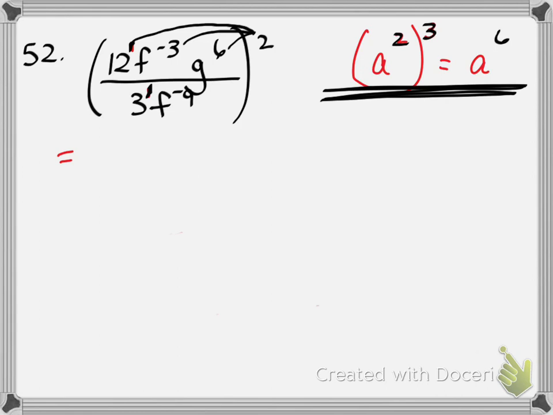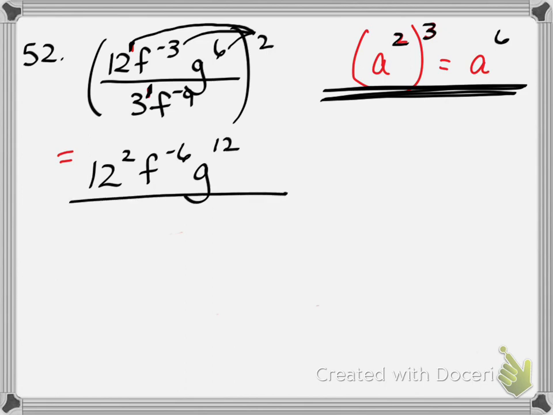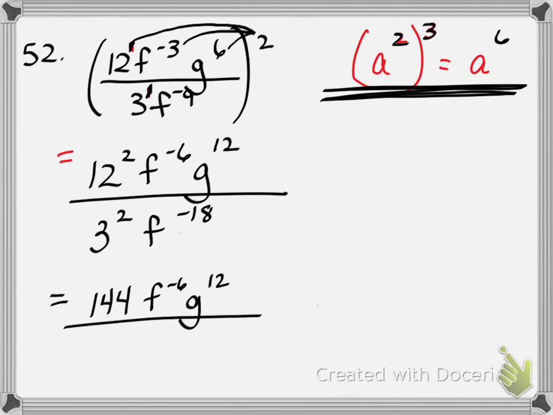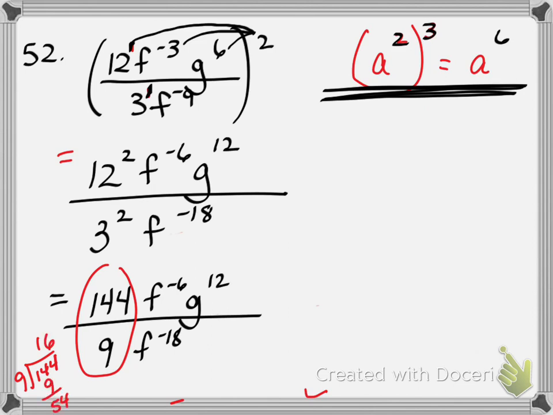Okay, so it's 12 to the 1 times 2 power, f to the negative 3 times 2 power, g to the 6 times 2 power, 3 to the 1 times 2 power, f to the negative 9 times 2 power. The next thing I'd like to do is work out 12 squared, rewrite everything else, and work out 3 squared. My next step is to see if these will divide or reduce. And since I just did it a second ago, I know it goes in evenly 16 times.